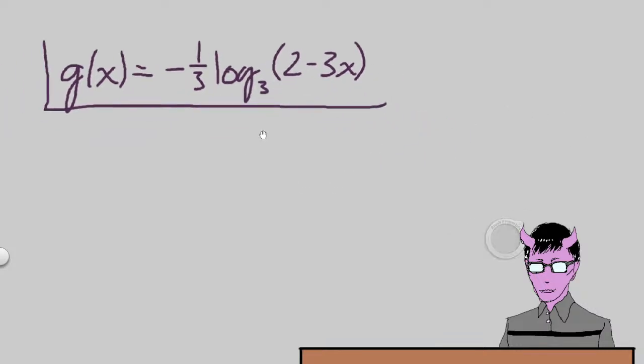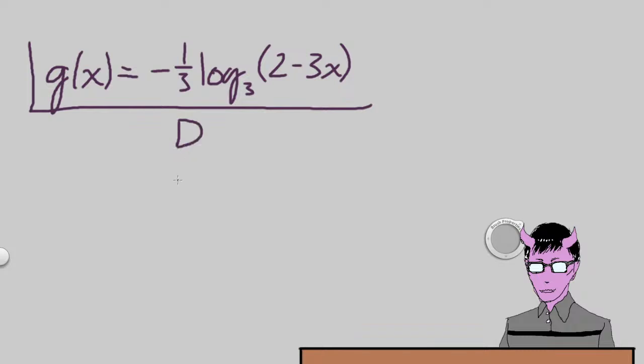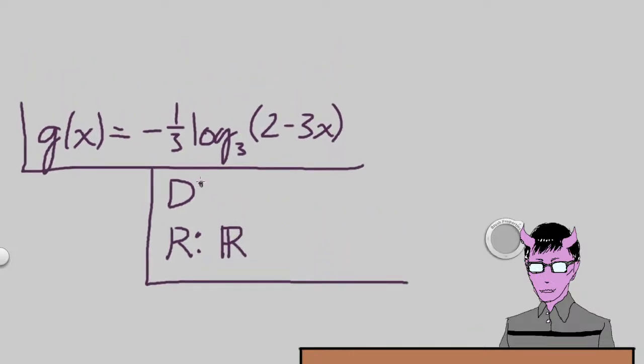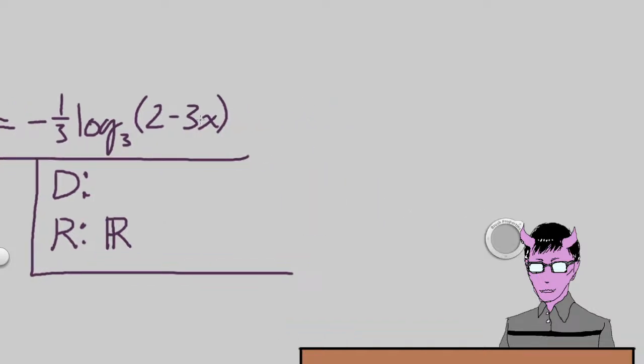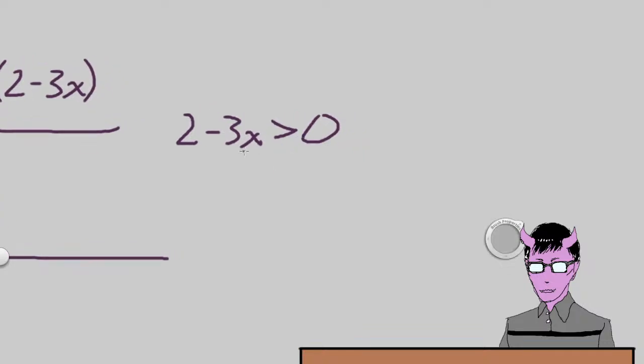Let's get to figuring out domain and range nonsense. Range is boring, all real numbers. The domain, just force this one to be greater than 0, because we can't have 0 or negative arguments as a whole. Greater than 0, plus 3x to both sides, just to avoid negative shenanigans, and then divide by 3. X is less than 2/3.